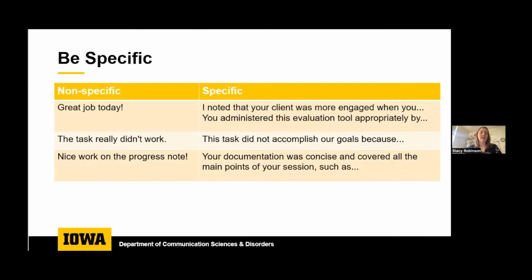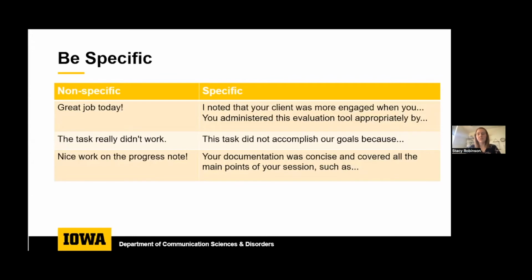I find that saying things like great job today might work well right after a session if you don't have time for a verbal debrief, but hopefully you'd have written feedback or a later meeting where you could say things more like, I noted your client was engaged when you, and then give the example of what the student or supervisee did in that moment. Or I noted that you administered this evaluation tool appropriately by, and then list the things that they did that were indicative of appropriate administration.